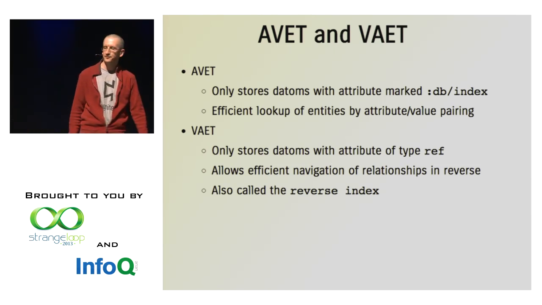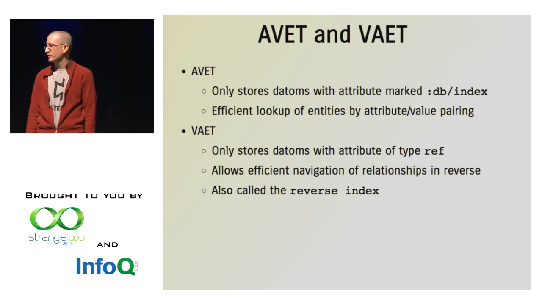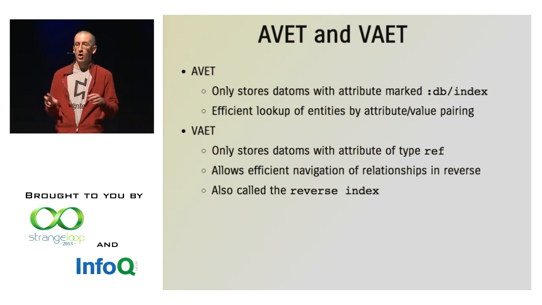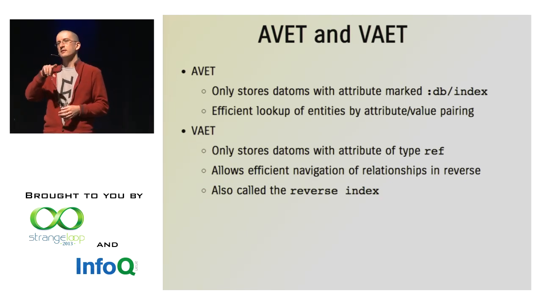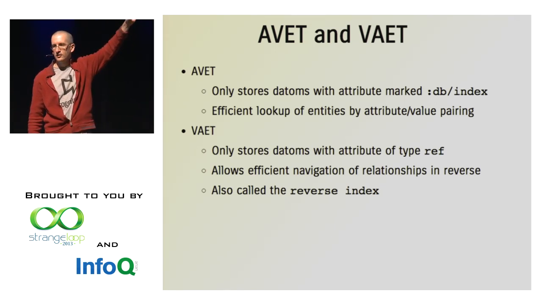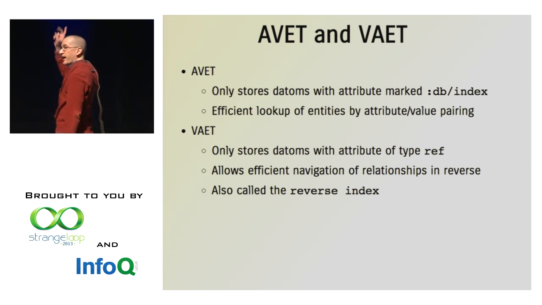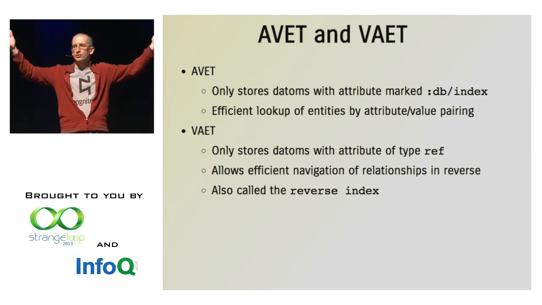The other two you don't always get. The AVET index, which is the only one that's actually pronounceable, only stores datums where we have defined the attribute to be marked with DB index true. So we've said we want all datums where the A is this attribute to be in the AVET index, which makes sense. AVET, first name Craig, right? I first store by A, first name, then V is Craig. Those will all be together. So now I have an easy way, if I know the A and the V, to go and look up all the entities that have that.